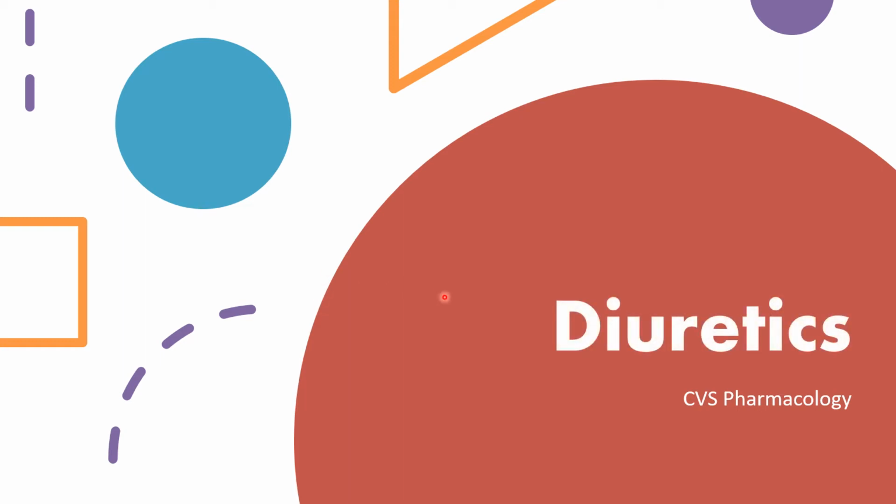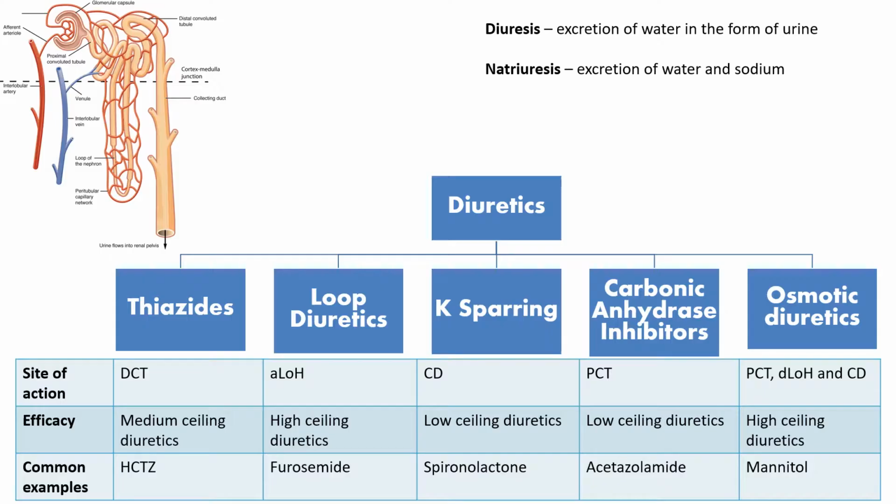Hi guys, so today we are talking about diuretics. I've included this in the CVS pharmacology series because in our lectures we mainly talked about using diuretics as antihypertensive treatments and treatment for heart failure, but this could also be included in renal pharmacology because diuretics ultimately act on the kidneys.